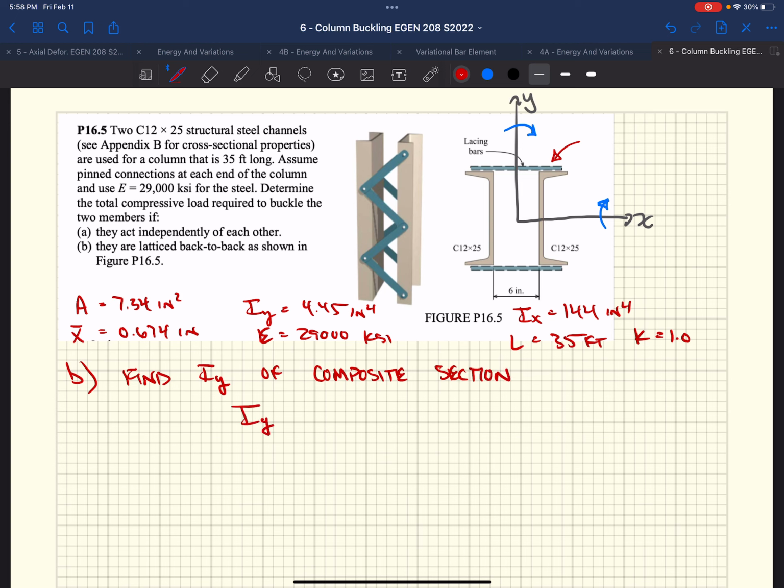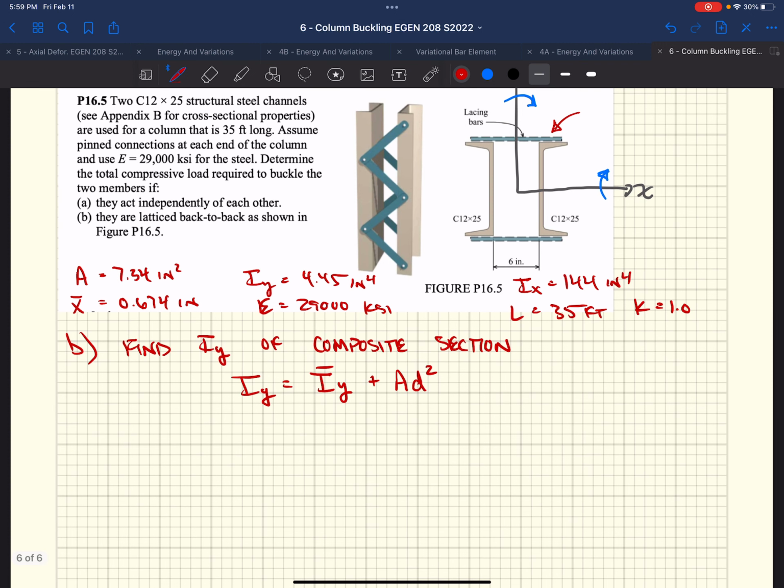Well, from statics, as you know, the moment of inertia about a given coordinate axis is the moment of inertia about a reference axis plus the area of our cross section times the distance from the centroid of that area to our new axis that we want to go to, the parallel axis theorem. So D equals the distance between coordinates of interest.